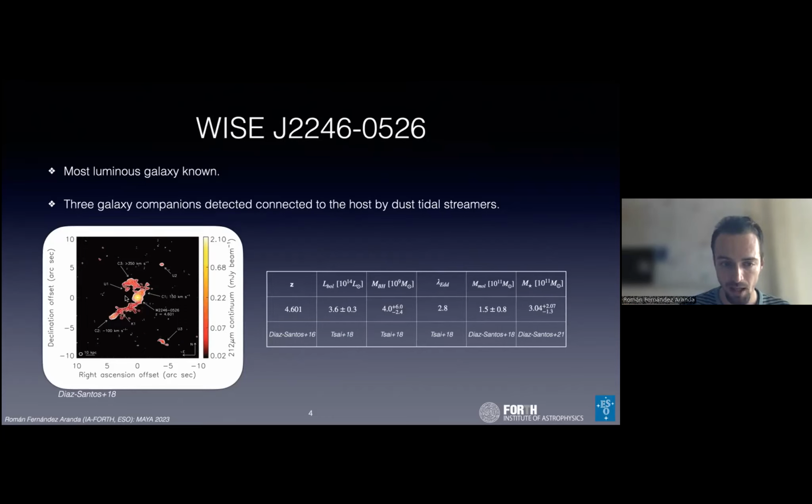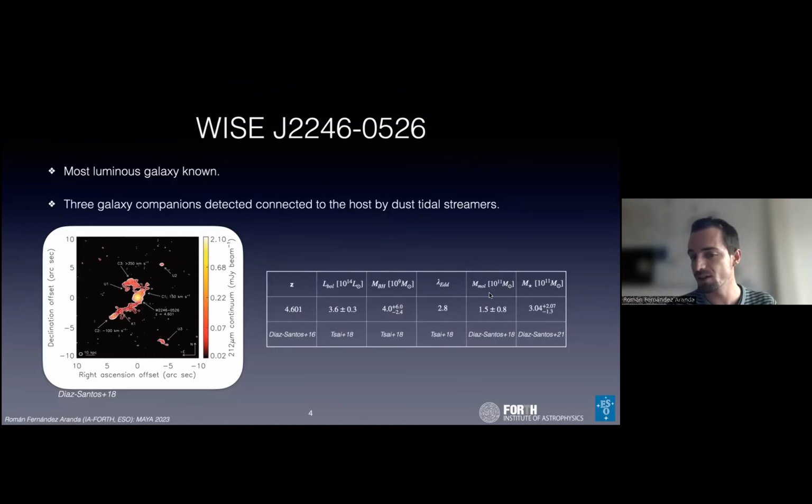Then some properties of the host galaxy, on which we focus: it's located at redshift 4.6. We have 3.6 times 10^14 solar luminosities, which is what makes it the most luminous galaxy known so far. There are observations of broad optical lines from which we can derive the black hole mass, which is 4 times 10^9, so we have a supermassive black hole in the center. With these two quantities we can get the Eddington ratio, and we are quite above unity. So again, we are in this unstable, violent accretion and outflow phase.